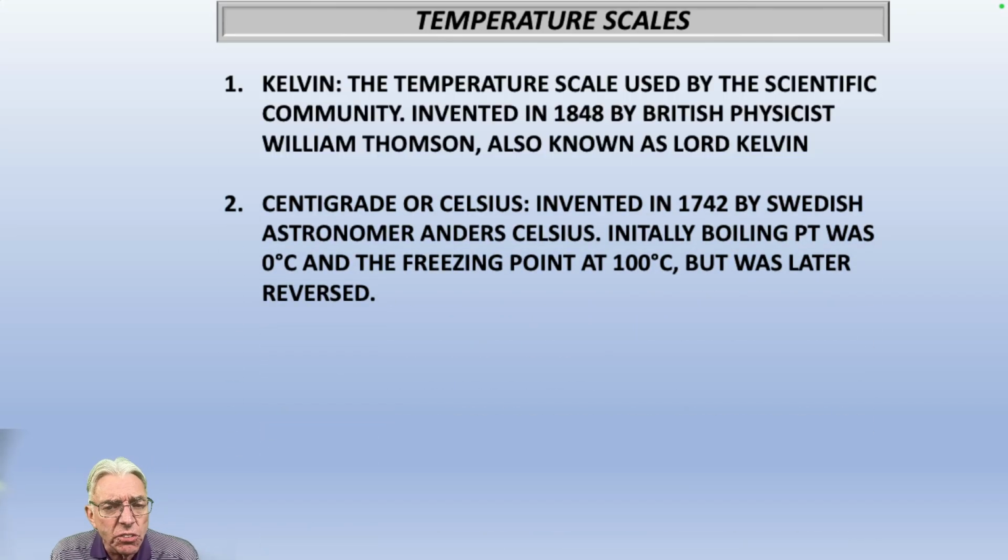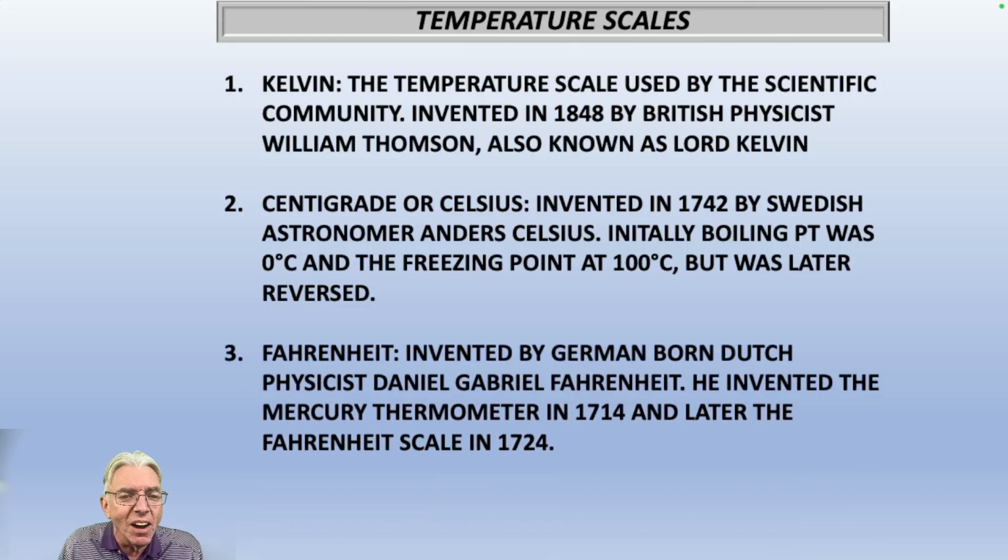Now, the centigrade, or the Celsius scale, was invented in 1742 by the Swedish astronomer Anders Celsius. And interestingly enough, and I did not know this, initially the boiling point was set at 0 and the freezing point was set at 100, but then was later reversed, and of course it makes way more sense to have it the way that it is now. And then finally, the Fahrenheit scale was invented by German-born Dutch physicist Daniel Gabriel Fahrenheit. He invented the mercury thermometer back in 1714, and then later the Fahrenheit scale in 1724.